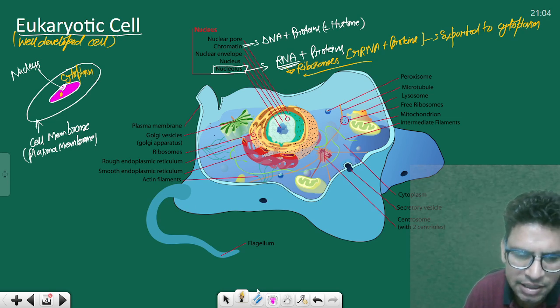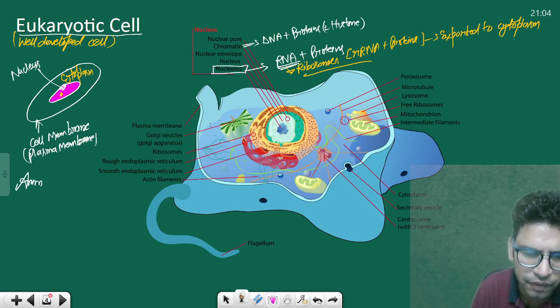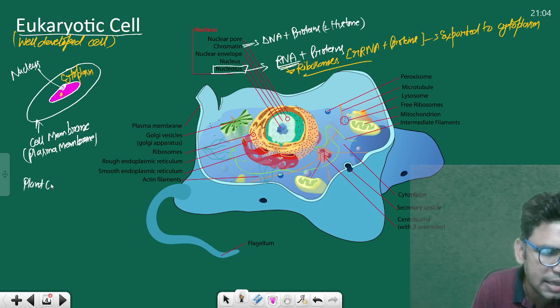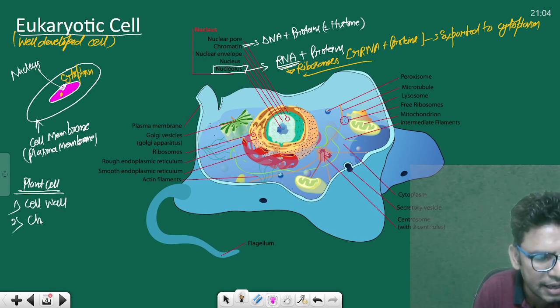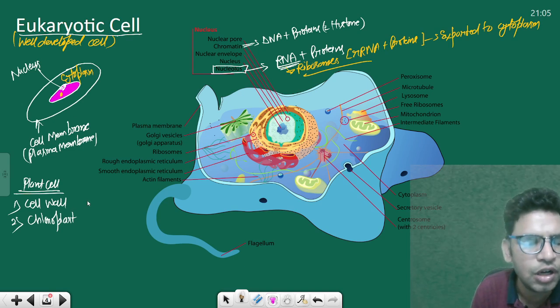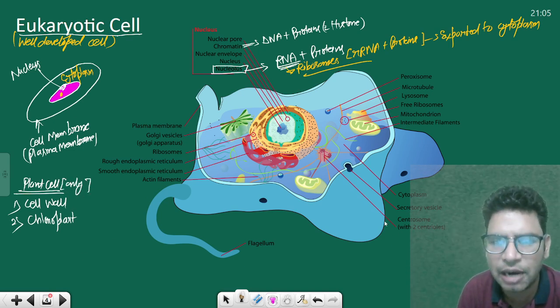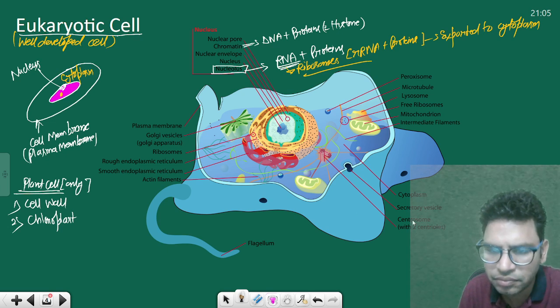If we were to talk about a plant cell, it has two more distinct parts. It has a cell wall, the outermost part, and it has chloroplasts. Chloroplasts are cell organelles which are responsible for photosynthesis, right? So plant cells have these two extra parts apart from all of these things, right? Okay, so let me quickly discuss this.